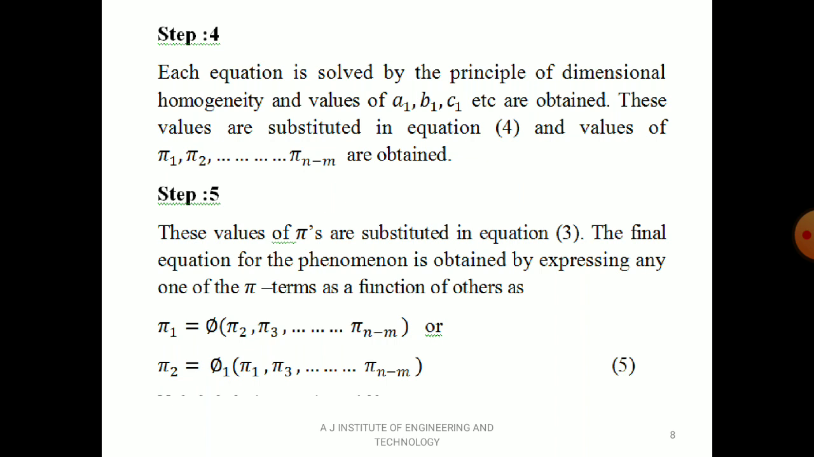We have to substitute values of pi 1, pi 2, pi 3 in equation 3, and we have to express one pi term as a function of the other pi terms. So here, for time's sake, they have taken the first pi term, pi 1, as a function of pi 2, pi 3 up to pi n minus m, or you can take the second pi term as a function of pi 1, pi 3 up to pi n minus m. So that is equation 5. So these are the steps involved in the Buckingham Pi theorem.